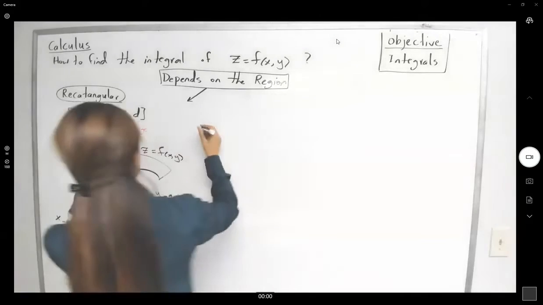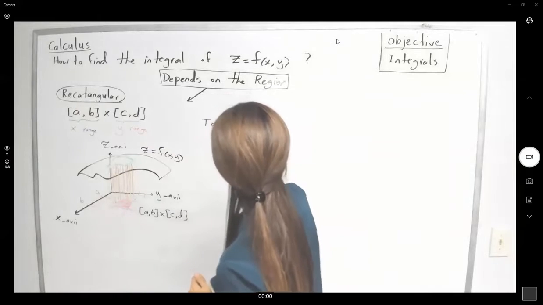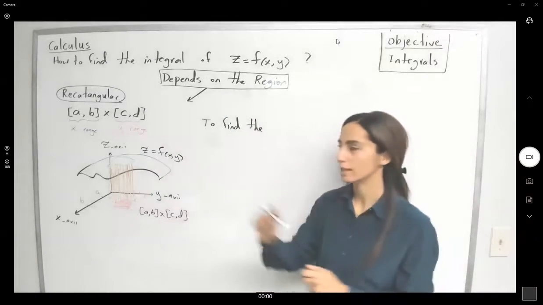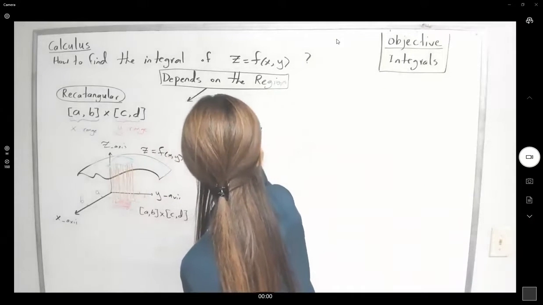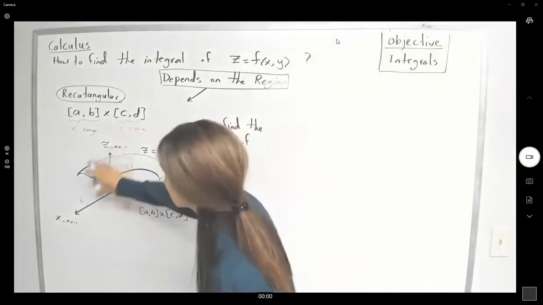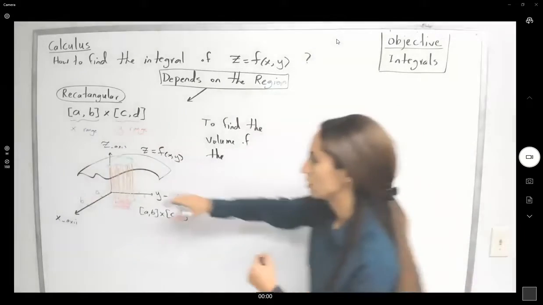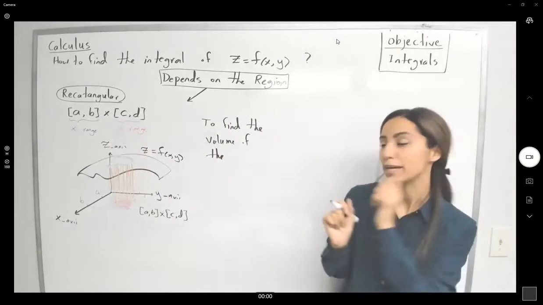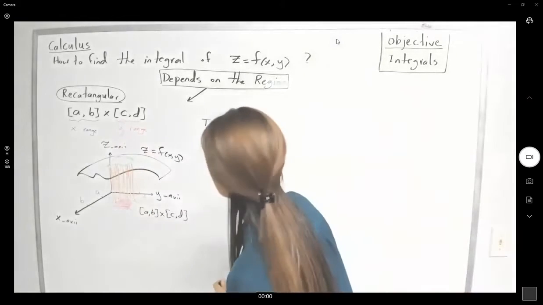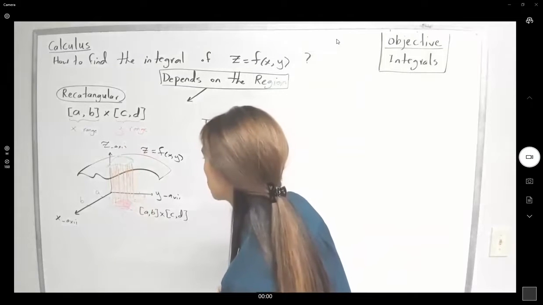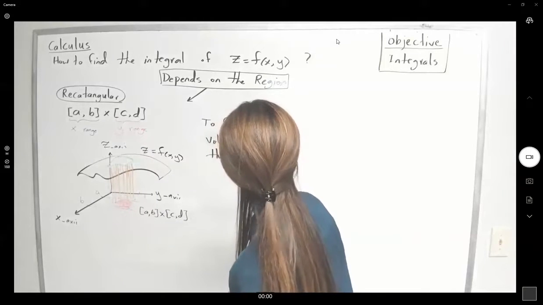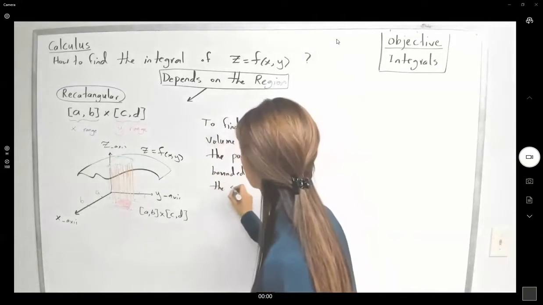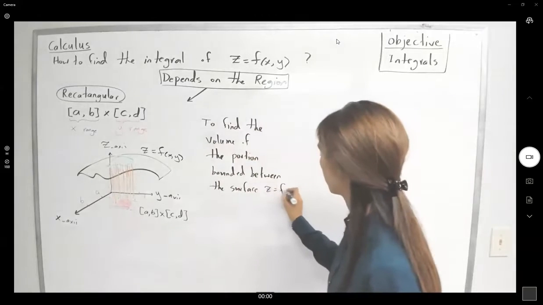So to find the double integral, it means that we are trying to find, in the physics sense, the volume of this region, this part, which is bounded between the surface and this little rectangular area here, the volume of the portion bounded between the surface z equals f of x and y.